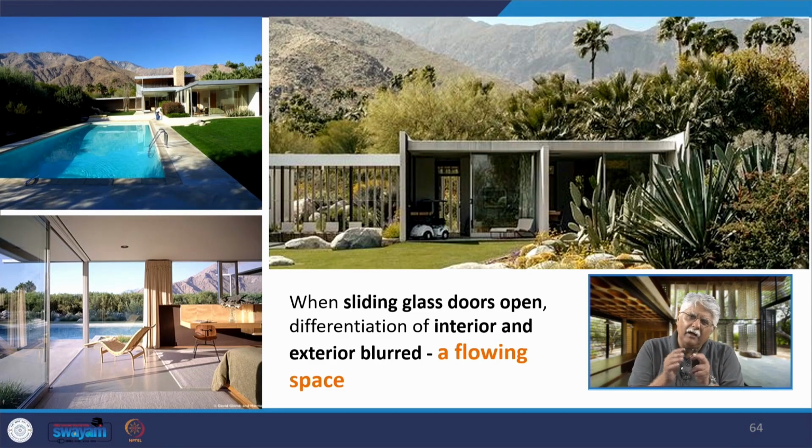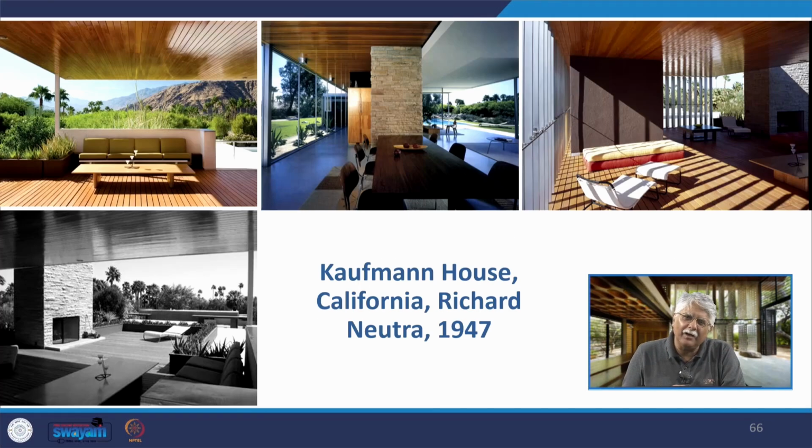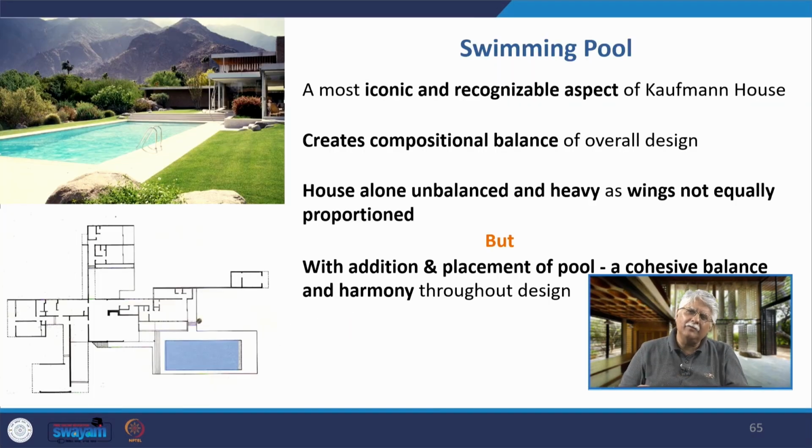When the sliding glass doors are opened, the differentiation between the internal and the external part of the house disappears. There is a flowing space. Richard Neutra had learnt under Frank Lloyd Wright at Taliesin. So this spectacular view is what we get in the Kaufmann house. This is the landscape of the Kaufmann house. And then one of the most iconic features is the swimming pool.